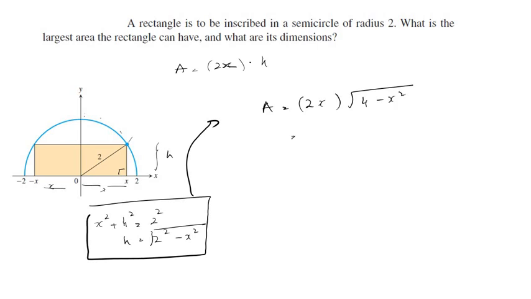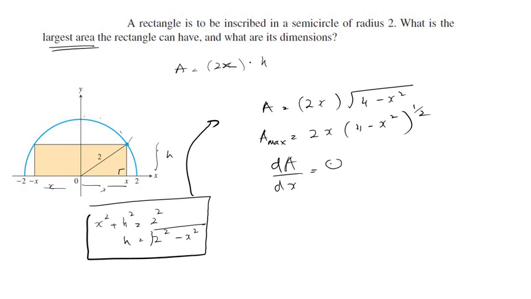So let's rewrite this: 2x times 4 minus x squared to the power half. So this is the area. To get the largest area, we have to maximize the area and find the x that maximizes it. It's a single variable function, so we don't have to do anything other than differentiating it. So we find dA over dx and make it equal to 0.